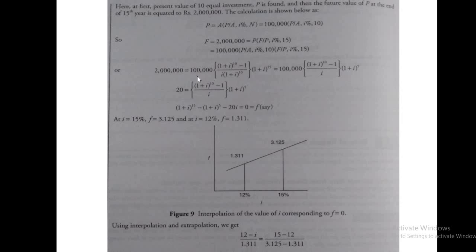So in this equation, we don't know the I value. We don't know the interest rate, or we have to find out this interest rate. So we will get the simplification of this equation in terms of I, and to find that, we will get this equation in terms of I.